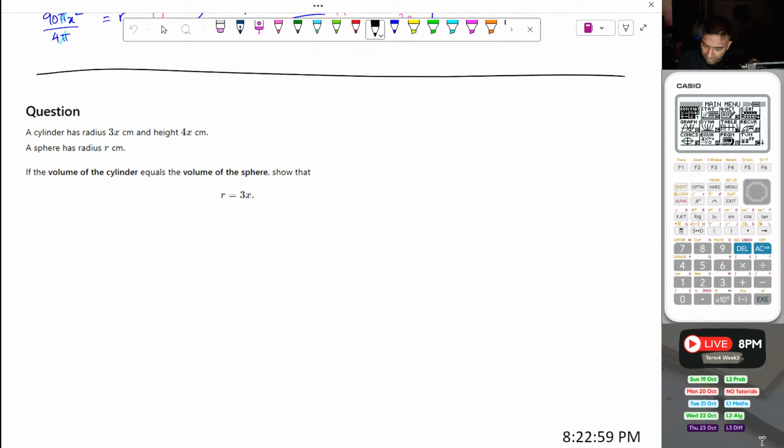There we go. And we're gonna write the volume as well for you guys. Volume of cylinder is pi r squared h. Volume of sphere is, I think it's 4/3 pi r cubed. I can't remember off the top of my head. If I'm wrong, I do apologize.